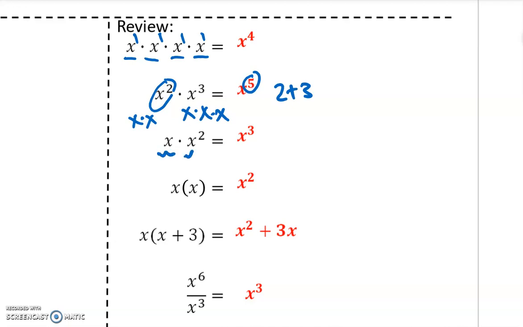And as you can see, the next one, x to the first power times x squared would be x cubed. X times x, or x to the first power for each, is x squared. X times x plus 3: x times x is x squared, and x times 3 is 3x.